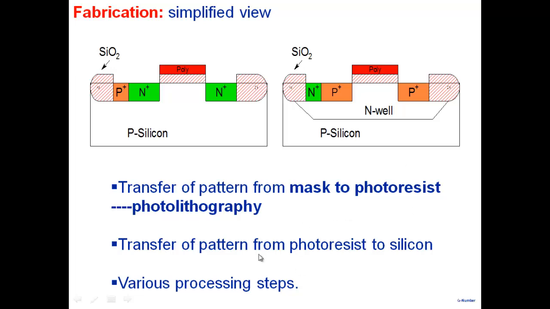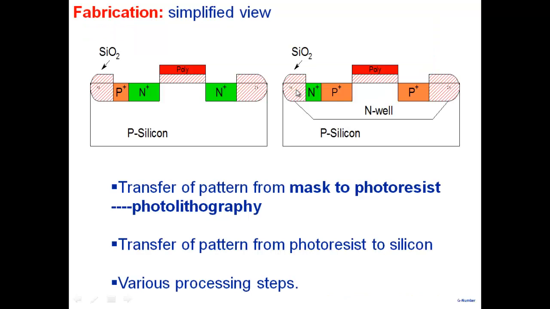This pattern on photoresist that you get is eventually transferred to silicon. Right? We created a window in silicon dioxide. And then you do various processing steps, diffusion, ion implantation, or whatever, to create those N regions and P regions and things like that. All right?